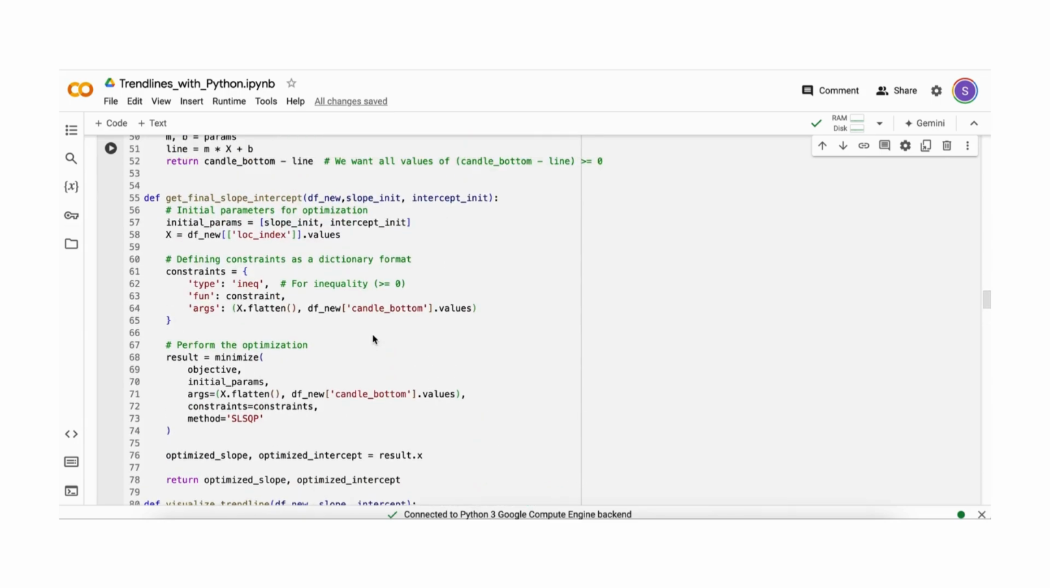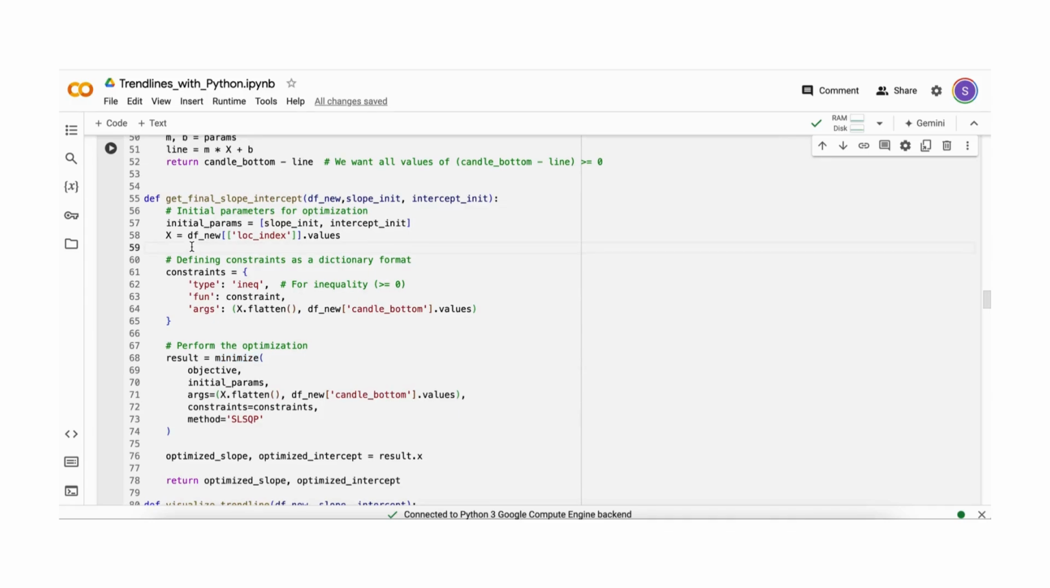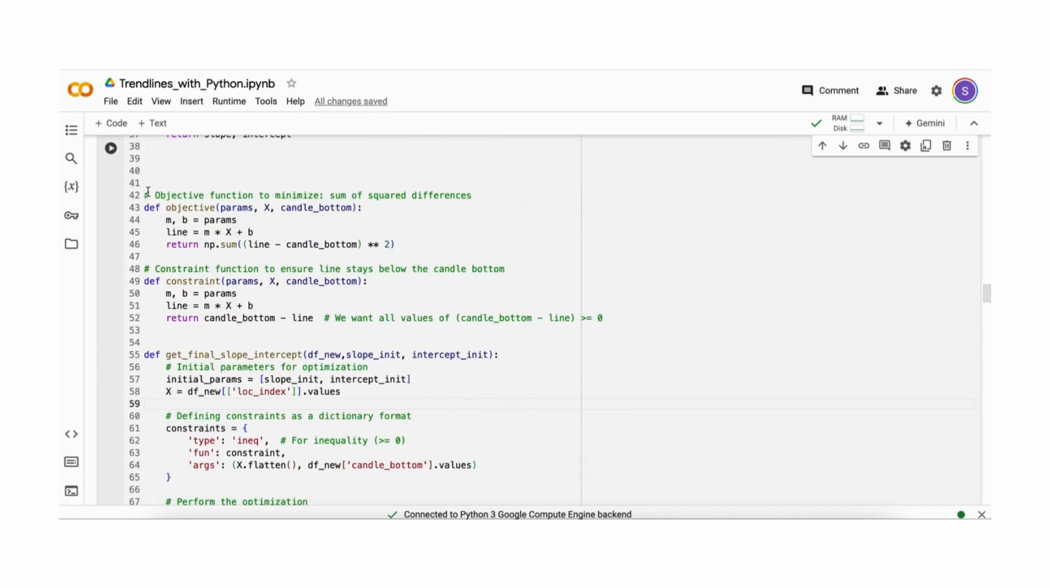Well, luckily for us, scipy.minimize is the function that solves a constrained optimization problem. We have to specify the constraint and the objective. So the objective here is to minimize the least square distance. We have the x, and then we have the best fit line, which is mx plus b, where m and b are the slope and the intercept respectively. And then our objective is to minimize this least square between this and the bottom of the candle.